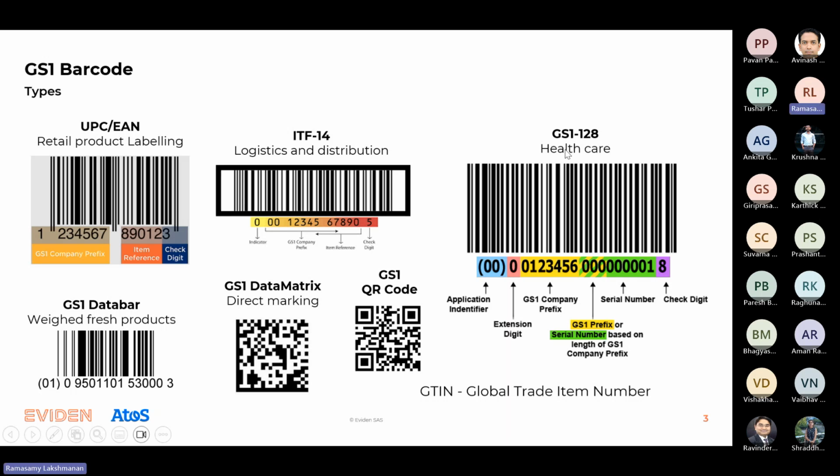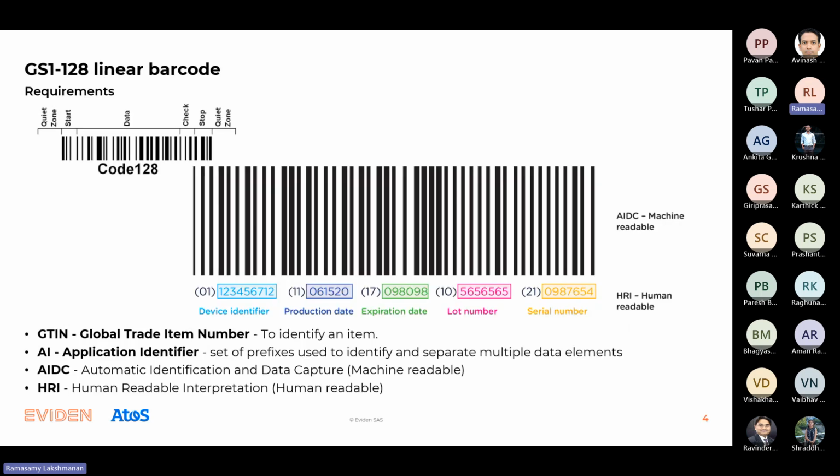And this is our area of focus, GS1 128. This barcode is majorly used on the healthcare side. GS1 uses Code 128, so this is called GS1 128. Code 128 has some standards, like the barcode should have a quiet zone in front, then start, data, check, and stop. With this, they have this barcode, called the GS1 128 barcode.